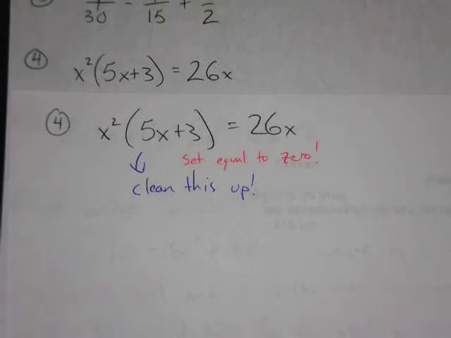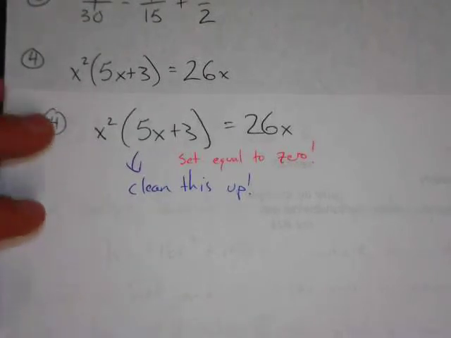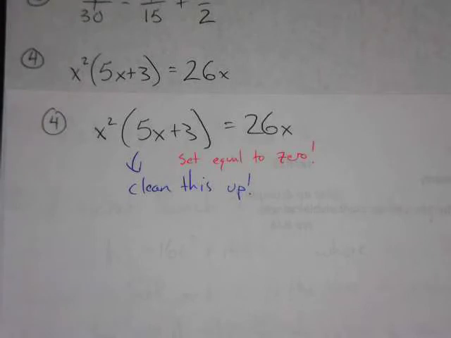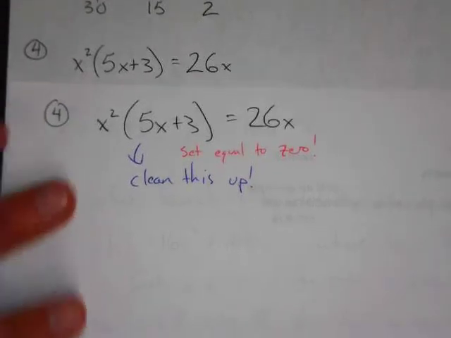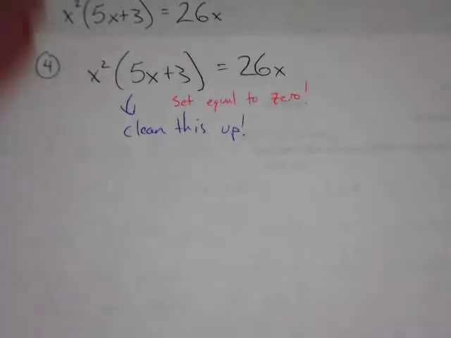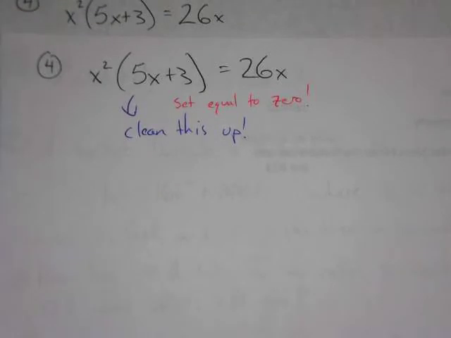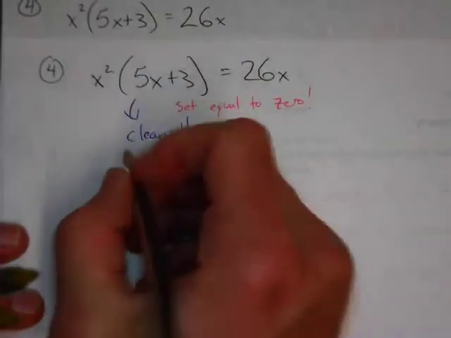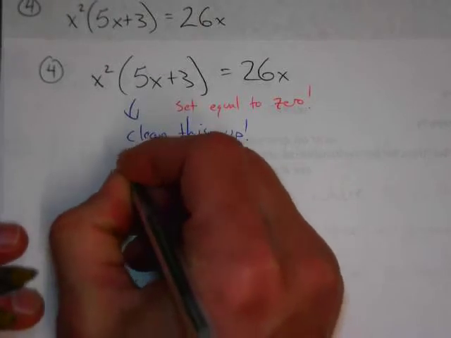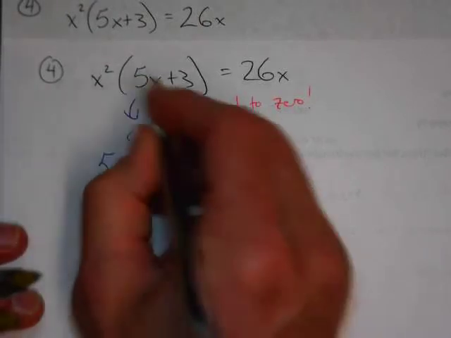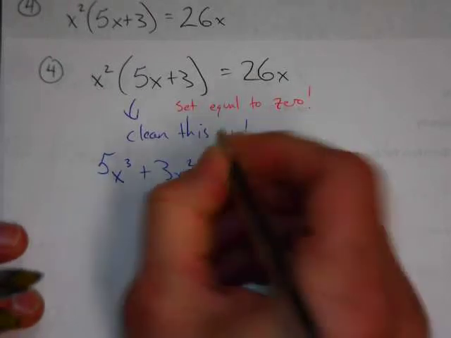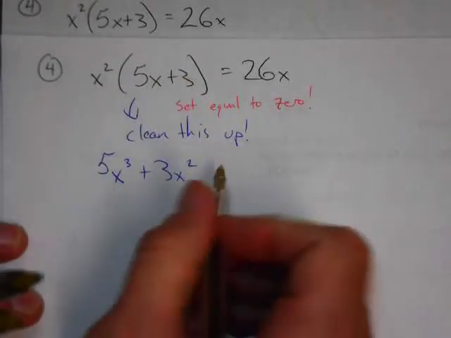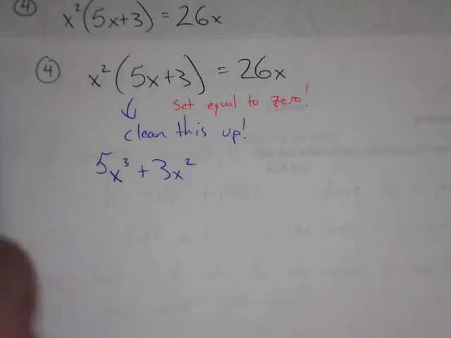So if you don't understand what I just wrote, pause here, refer back to the notes, go back over numbers 1, 2, and 3, and then make sure you understand what we did. All right? So if what I just said here doesn't make any sense, go back, pause to 1, 2, and 3, and the note. Otherwise, let's clean this up. So the first thing I'm going to do is actually distribute. I'm going to call this 5x to the third power plus 3x squared. Okay, I'm going to distribute this, 5x to the third power, 3x squared, and that's going to equal 26x.